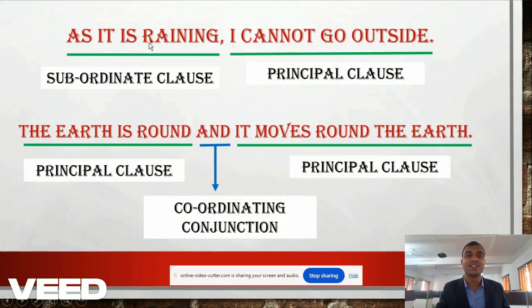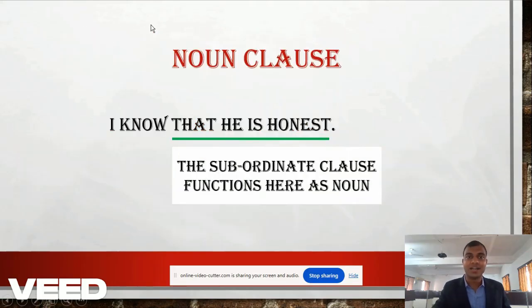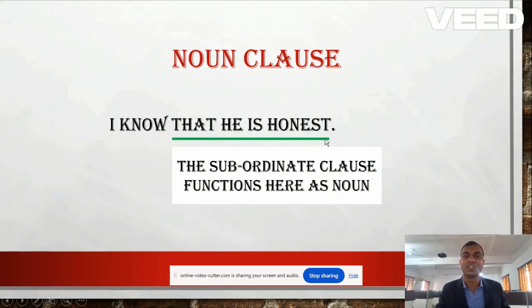So here, the functioning of the subordinate clause will determine what kind of clause it is: noun clause, adjective clause, or adverbial clause. If it functions like a noun, then it is a noun clause. Let us go to an example. I know that he is honest. Suppose simply I say, I know him. So this him is what? Object of the verb know. Similarly, here this whole subordinate clause functions as an object to the verb know. So that's why this is called a noun clause. This whole subordinate clause functions here as a noun. That is the reason it is called noun clause.